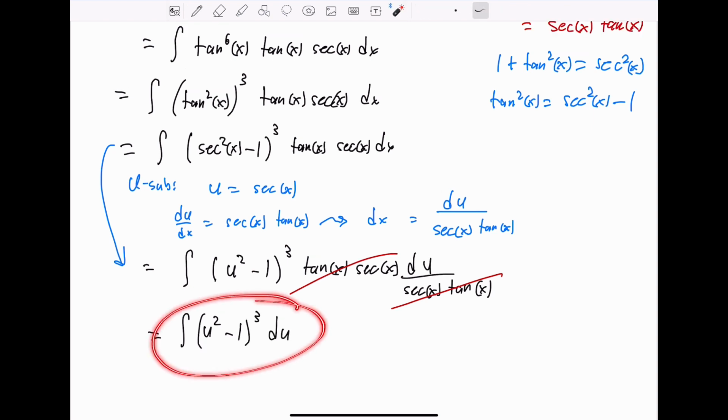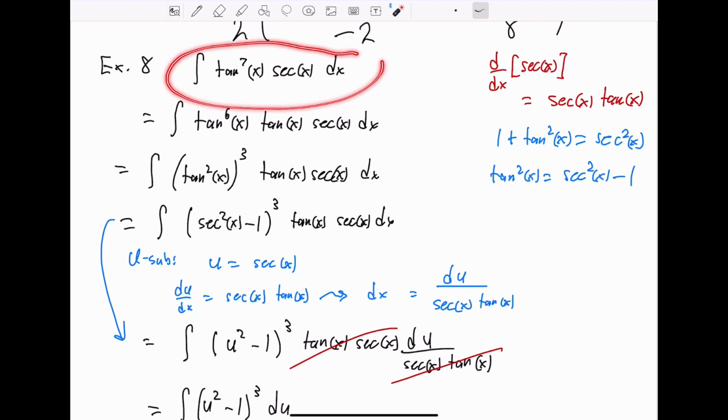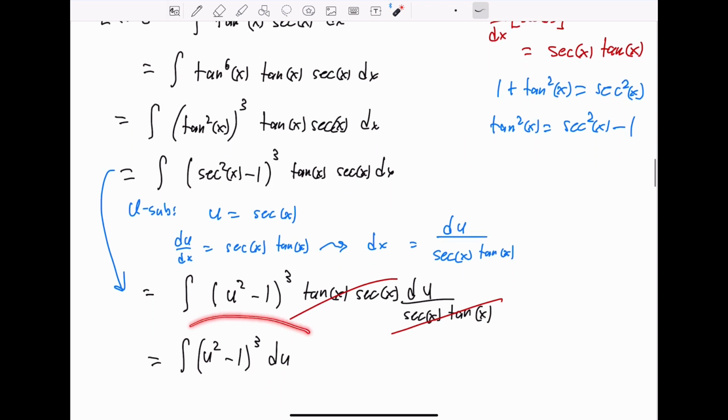At this point, we have just a polynomial in terms of u. To finish the problem, we would have to expand out this binomial raised to the third power. We'd have to FOIL it out. That would be rather tedious algebra. So for this particular problem, the value is to see how to use identities for tangent and secant in order to express the integral in terms of a simpler function. We could finish the problem by expanding out, taking antiderivatives. If you have the time to do so, I encourage you to try it, but we'll leave this one right here.